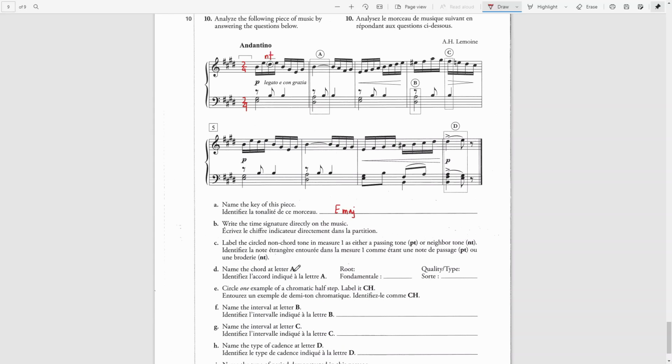Name the chord, the letter A, the root, and the quality type. We have two B notes, a D sharp, and an A. When written in root position, we would have a B, a D sharp, an A, and of course repeated B. The intervals here are B to D sharp is a major third, and B to A is a minor seventh. This is something called an incomplete dominant seventh chord.